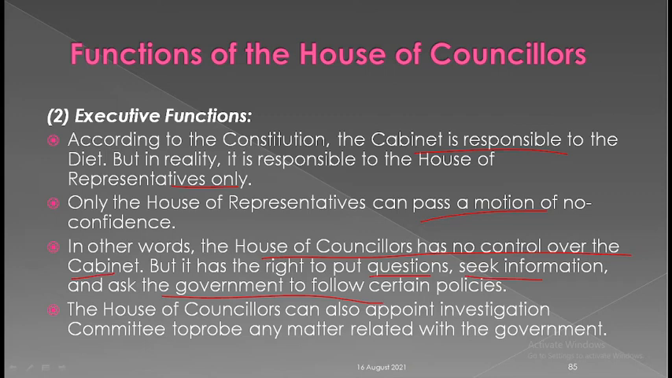The House of Councillors can also appoint an investigation committee to probe any matter related with the government.